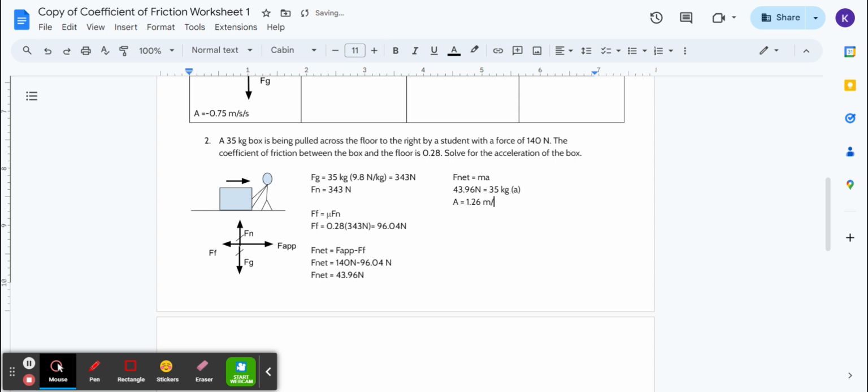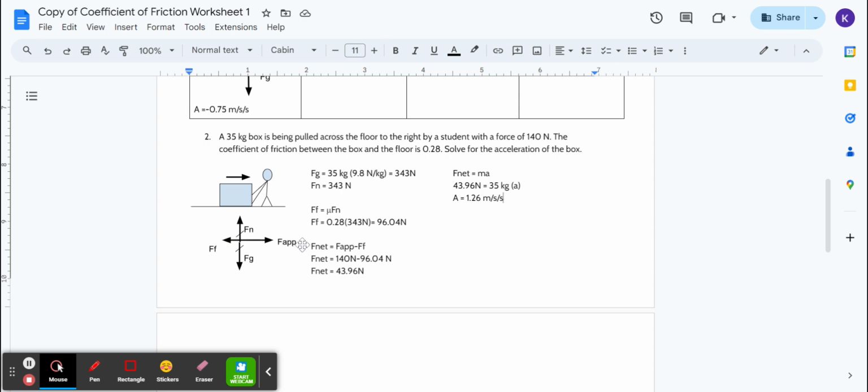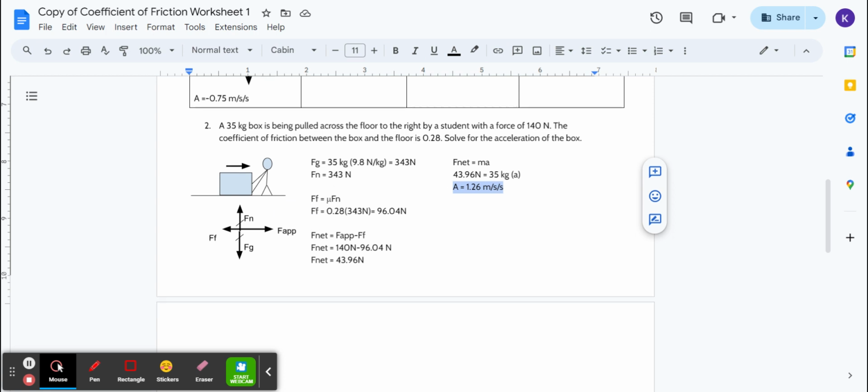It doesn't matter. You could keep three decimals. It's okay. So in this case, this box was speeding up because the applied force was greater than friction. The acceleration was positive. The net force was positive to the right. And the box was moving to the right.